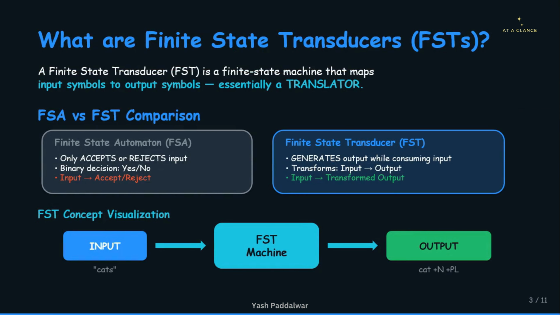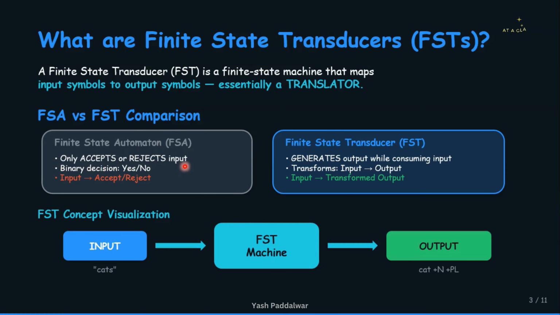Now, what are FSTs? We have already seen this in the previous video. To give you an overview, I would like to state the definition. The FST is a finite state machine that maps input symbols to output symbols like a translator. In the previous video, we saw multiple examples of how a word in the lexical form was converted into surface form, right? If you haven't seen that video, please have a look at it first and then jump back to this video. We also saw the comparison of FSA and FST, right?